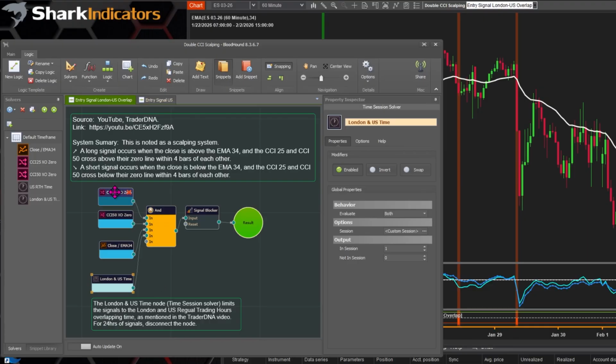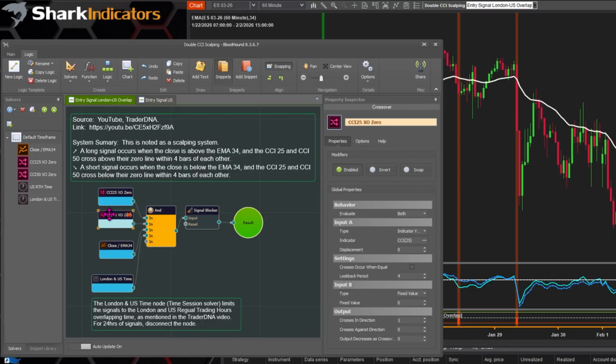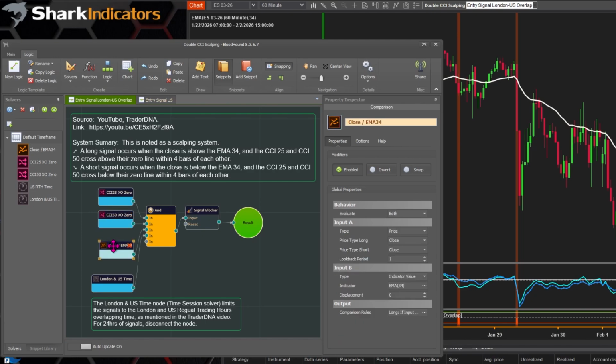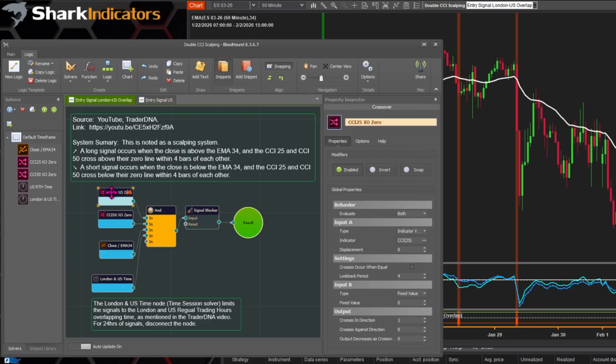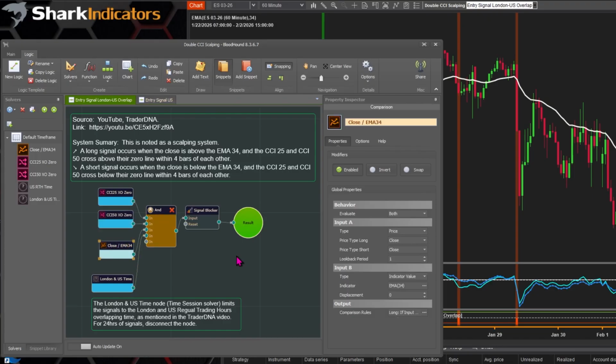As we can see here, we have the two CCI solvers, and then the trend filter comparing the close to the EMA. If you want to experiment with using different period CCIs, all you need to do is go in here and adjust the CCI period for both of those. And also if you want to experiment with using different moving averages, we can see that down below.